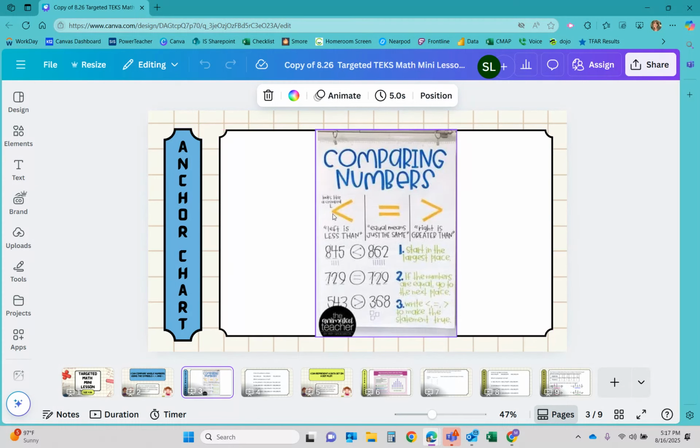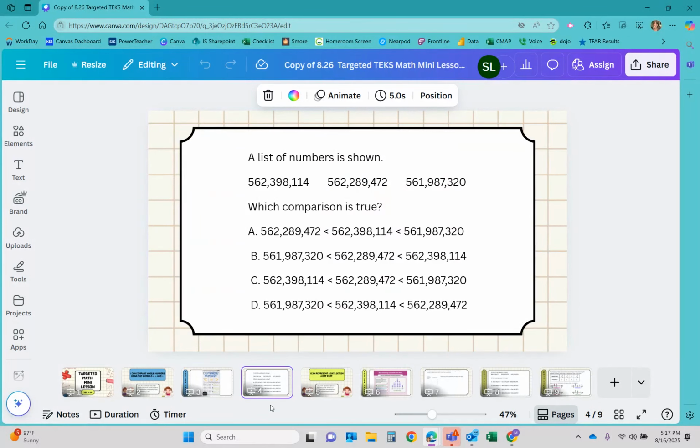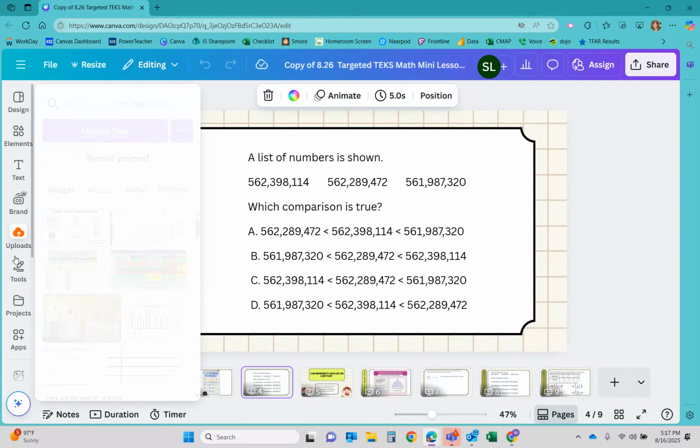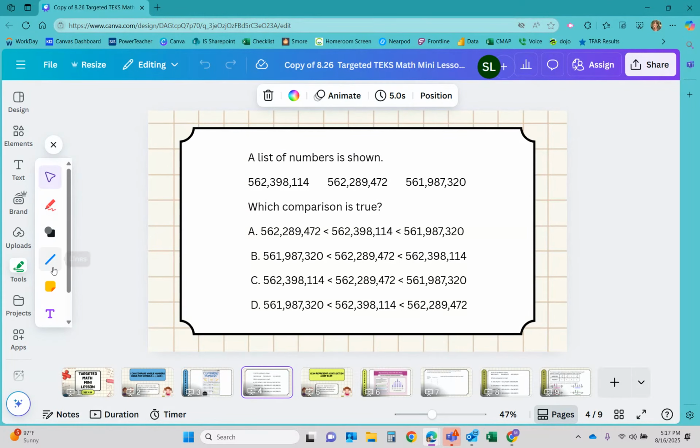But remember that we read these symbols from left to right. And what I mean by that is if we look at our question here, we have a list of numbers shown, and we want to know which comparison is true. So we have to do a couple of things here. We have to look at our place values, and I'm going to grab a little drawing tool here.